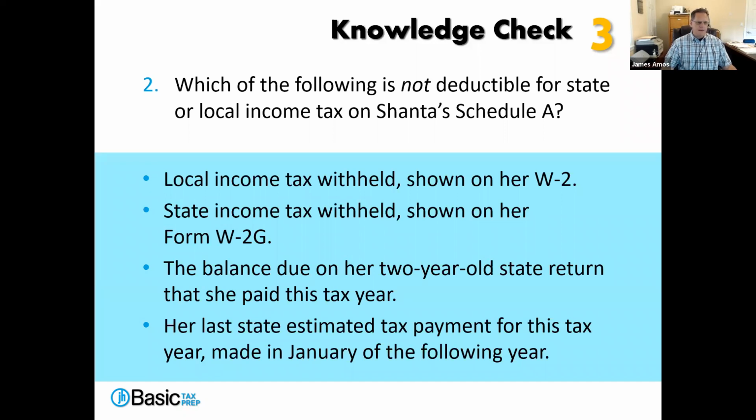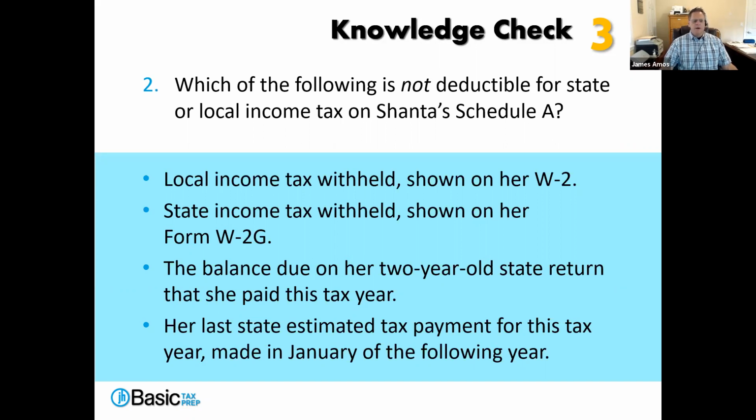I want to do this, and I'm doing this more for Noemi, who's just, it's not coming up for her as easily. So let's do this together, okay? On A, local income tax withheld, shown on her W-2. Is that includable on a Schedule A? Yes. Would everyone agree with that?